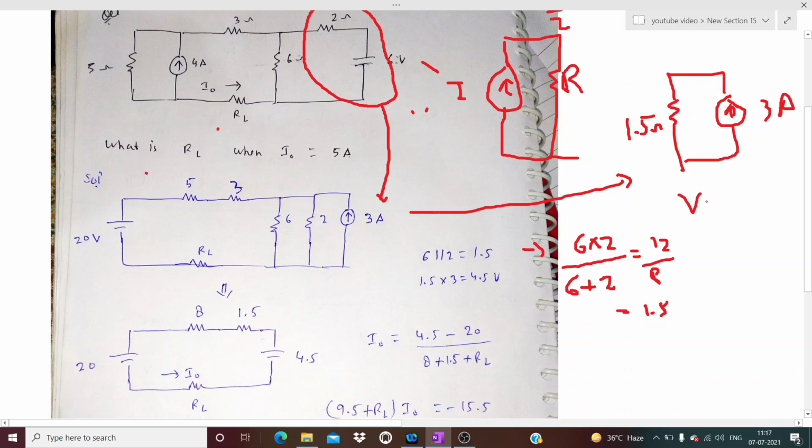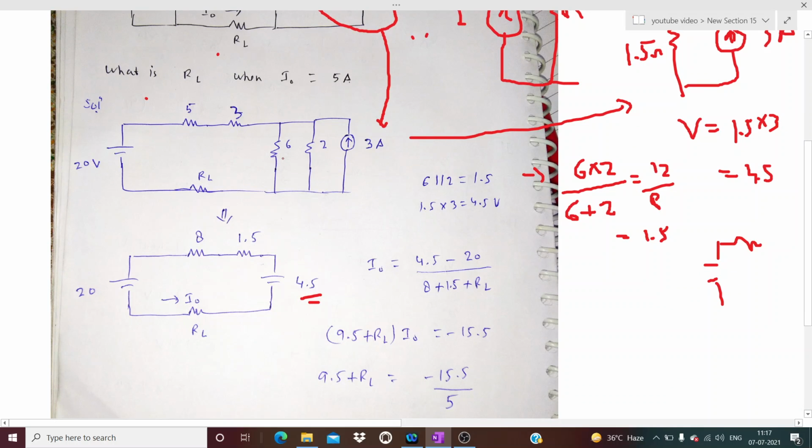What is the value of that voltage source? 1.5 into 3 will be 4.5. Okay, 4.5, this is what is written here, and this resistance of 1.5 is simply represented. Why? Because whenever we convert this into a voltage source, we have the voltage source in series with one resistance. Okay, this is the resistance.